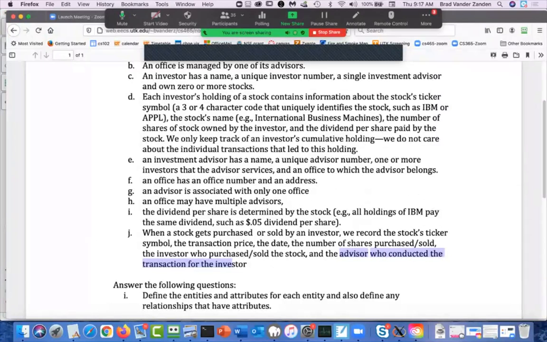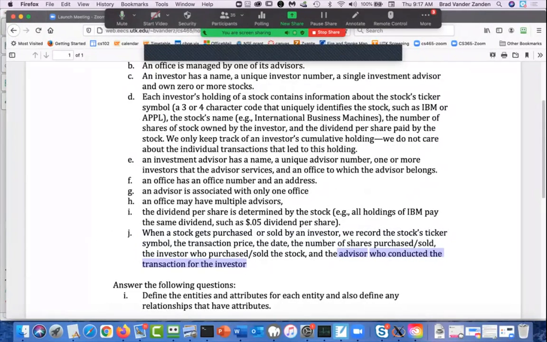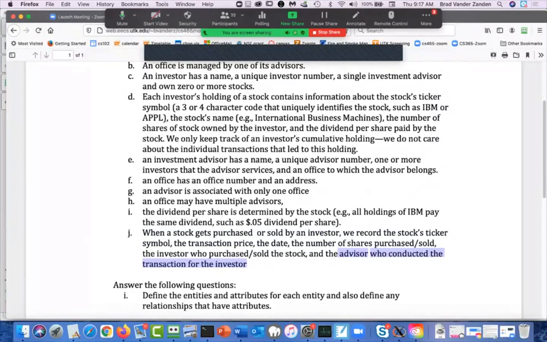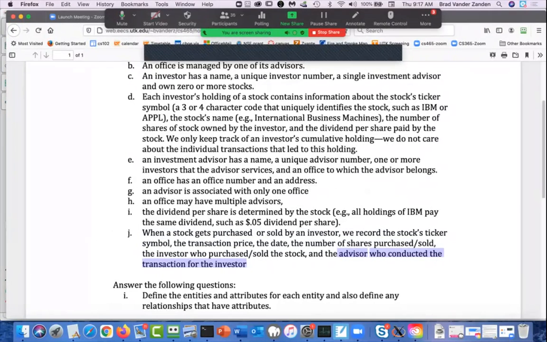So again, it's a mouthful, but you're going to have to sometimes try to not take sentences literally, like here, stock gets purchased by an investor, advisor conducts transaction for the investor, but realize that actually these two sentences are describing the same relationship. And that's one of the hardest things to get used to when you're new to ER diagrams.